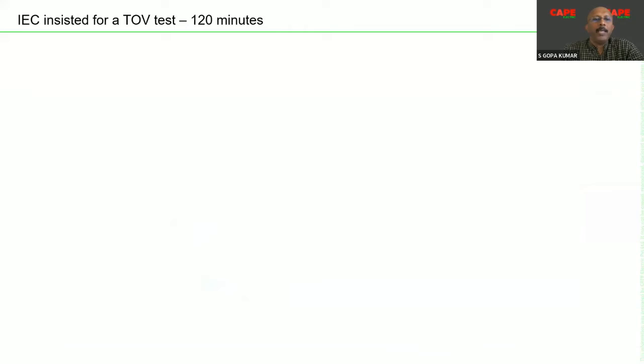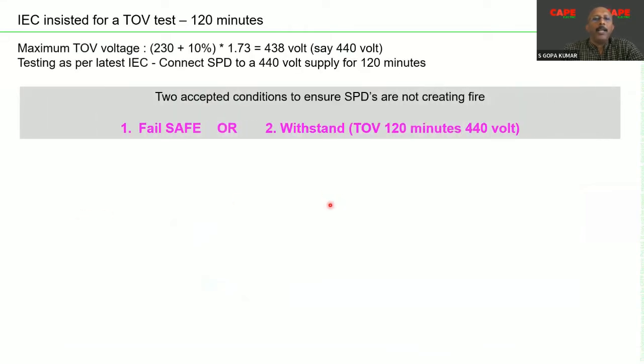And what IEC had recommended is an additional test, a TOV test. Say for example, for a line to neutral connected SPD, you take 230 plus 10% into 1.73, approximately 440 volt between line and neutral. In a worst condition, up to 440 volt can be expected for a longer time. So the standard says your SPD you connect between 440 volt supply for 2 hours and ensure that the SPD is not blasting. SPD can fail, of course. SPD can fail under a safe condition.